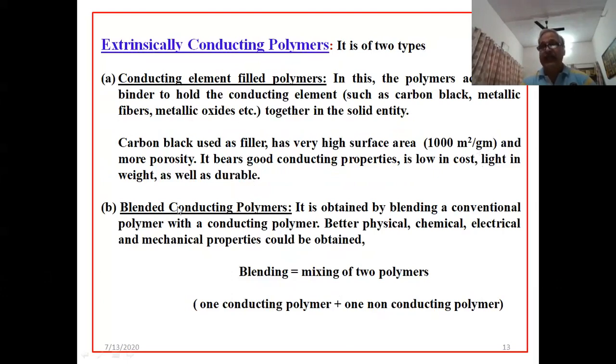And blended conducting polymers means one polymer which is conducting is added, and the whole polymer becomes conducting. Means two polymers are mixed. One is non-conducting and the other is conducting. And the mixture is known as blended conducting polymers.